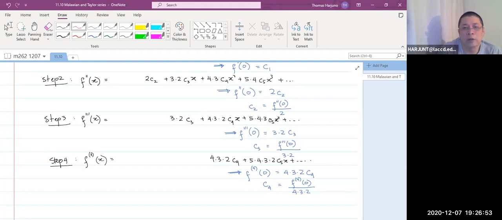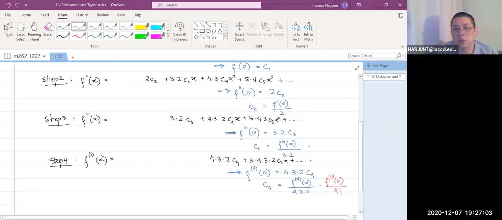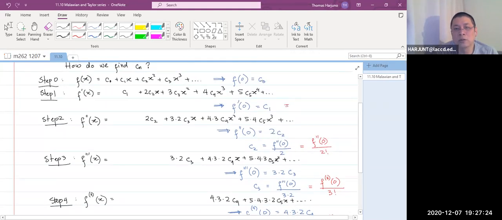Which, if you think about it, we can actually write this way. This is the fourth derivative at 0 over 4 factorial. This one here for c3 is the third derivative of the function at 0 over 3 factorial. c2 can be written as the second derivative of the function at 0 over 2 factorial. c1 is the first derivative of f at 0 over 1 factorial. And c0 is basically the function at 0 divided by 0 factorial, which is 1.